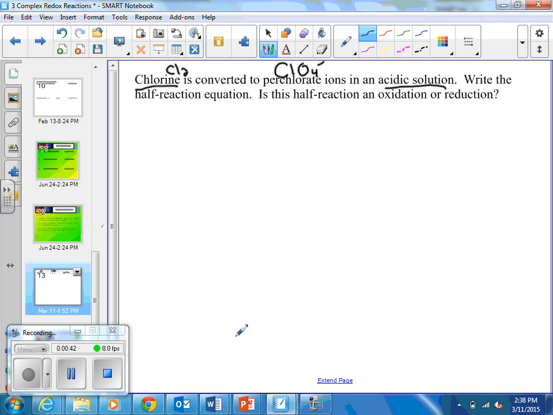Write the half reaction equation. Is this half reaction oxidation or reduction? So start with your skeleton equation. I'm beginning with Cl2, and eventually this is going to be converted to perchlorate, which is ClO4 minus. Chlorine is a gas. This is an ion in an acidic solution, so it's aqueous.